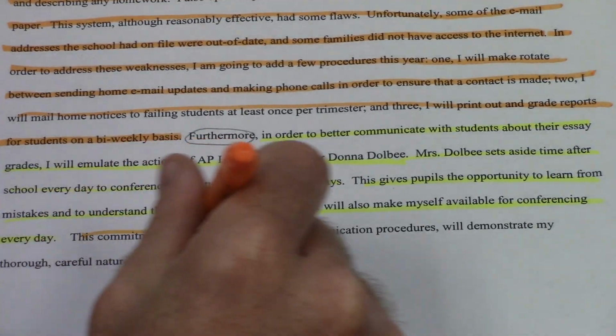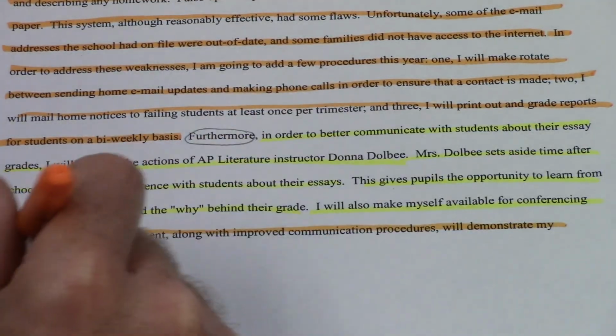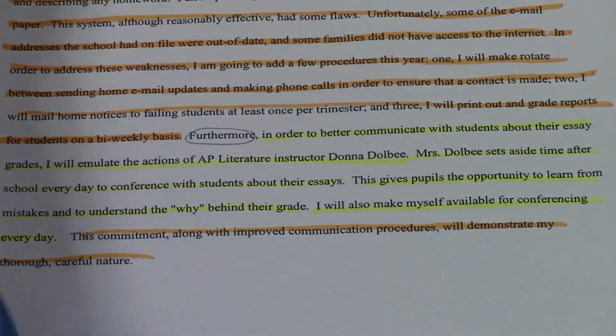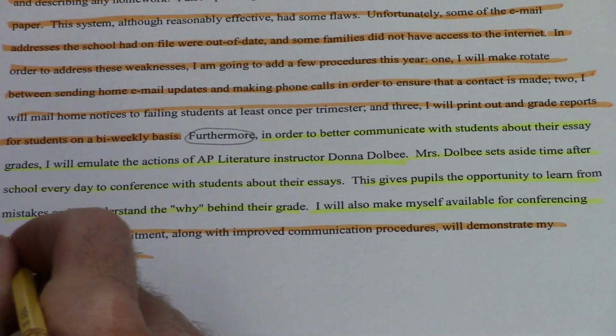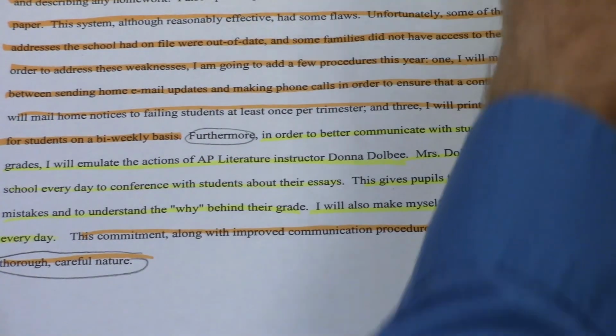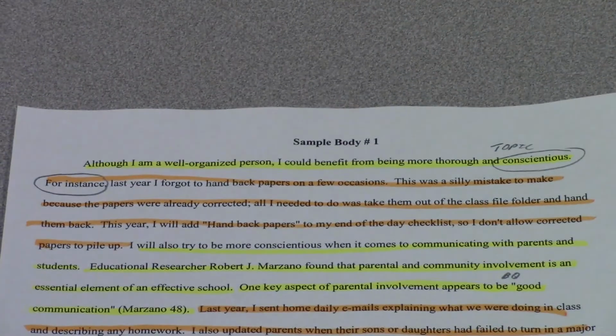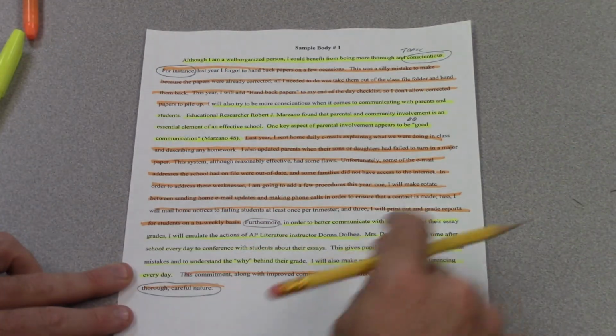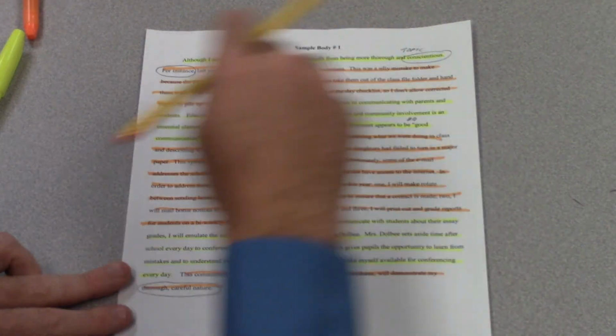This commitment, along with improved communication procedures, will demonstrate my thorough, careful nature. My last sentence just wrapped up and came back to my topic. I mentioned how I wanted to be more thorough and careful. That's a synonym for being conscientious. So you look, the concluding sentence comes back to your topic sentence, brings the whole paragraph full circle.